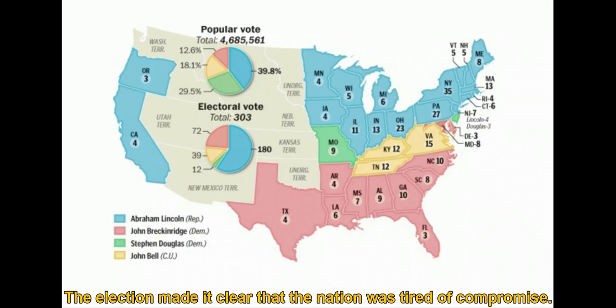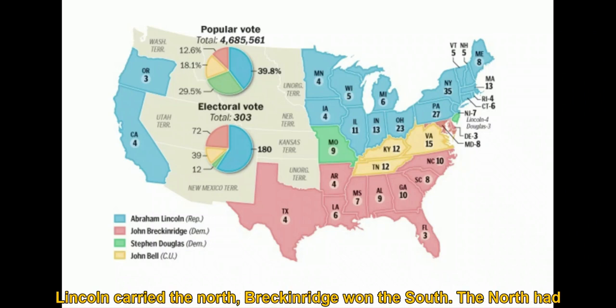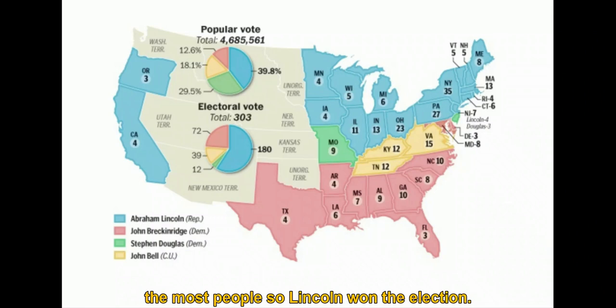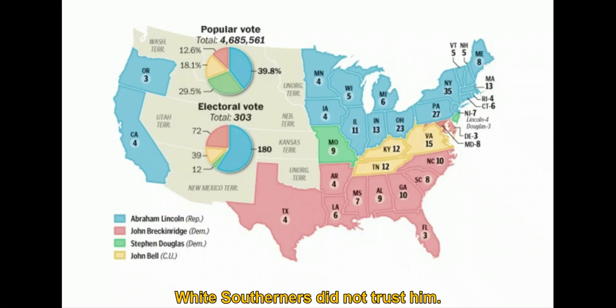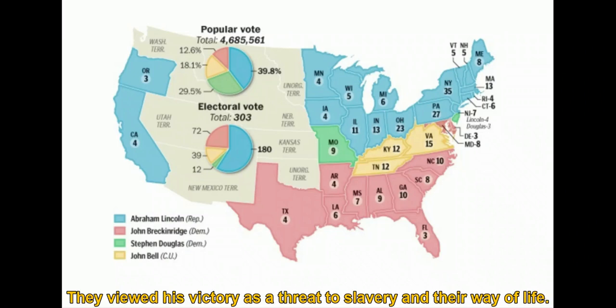The election made it clear that the nation was tired of compromise. Lincoln carried the North. Breckinridge won the South. The North had the most people, so Lincoln won the election. Lincoln stated that he would do nothing about slavery in the South. White Southerners did not trust him. They viewed his victory as a threat to slavery and their way of life.